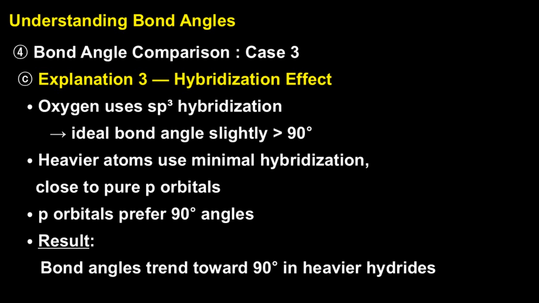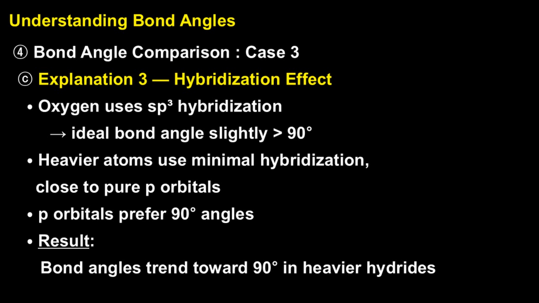Third, there's the hybridization effect. In water, oxygen goes through full-on sp3 hybridization, and that naturally gives a bond angle that's a little over 90 degrees. But as we move down the group, hybridization becomes less significant. Instead of forming nicely mixed hybrid orbitals, the heavier elements tend to use almost pure p orbitals to bond. And p orbitals like to sit at 90 degrees, so the bond angles get closer and closer to that.